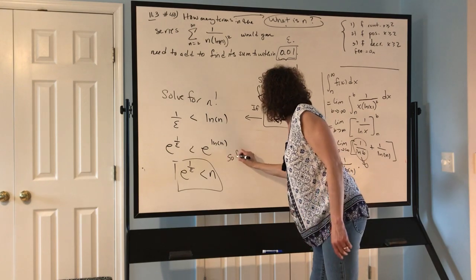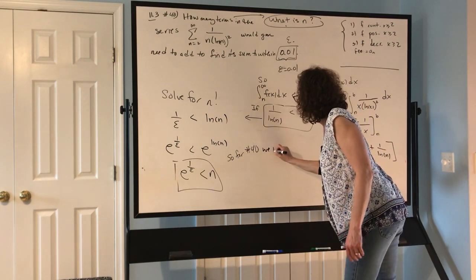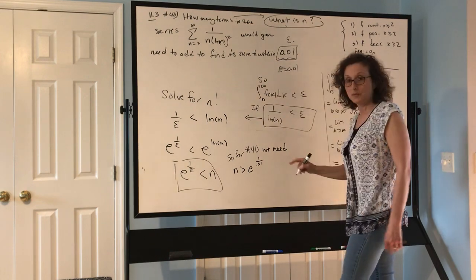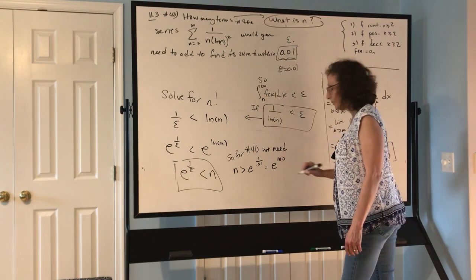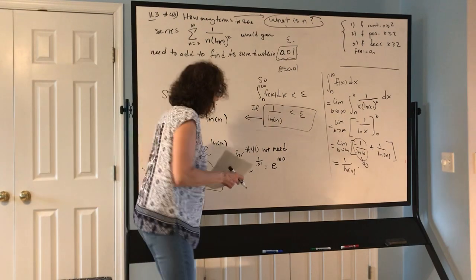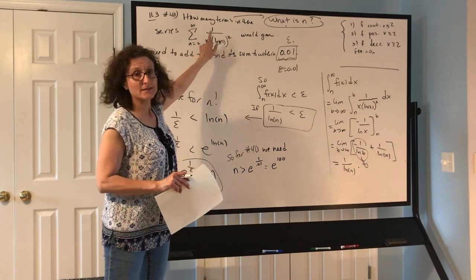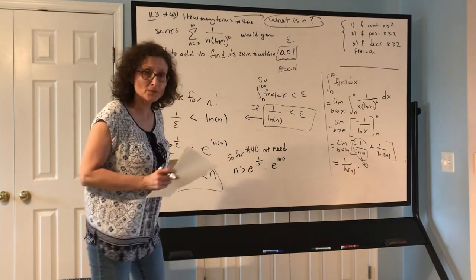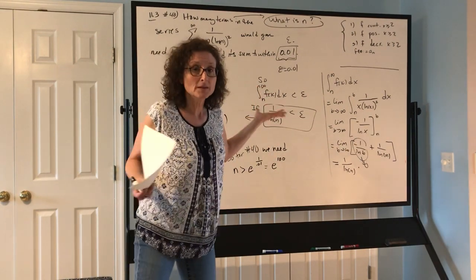So for this problem, for number 40, now you can just plug in epsilon is 0.01. We need n to be greater than e to the 1 over 0.01, right? Well, what is 0.01? 1 over 100, right? So 1 over that is e to the 100. Anybody know what that number is? This is telling us again, how many terms do we need to sum up in this series so that the sum will be within a meager 0.01 of the actual sum? How far do you have to go? 50 terms, 5,000 terms, 5 million terms, 5 billion terms?